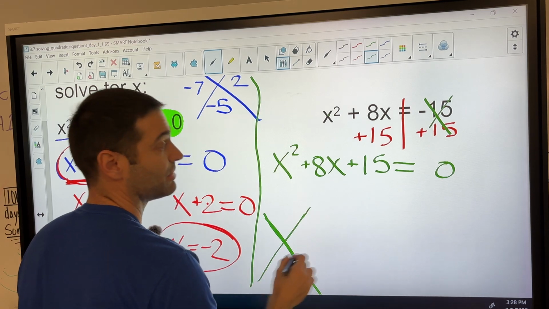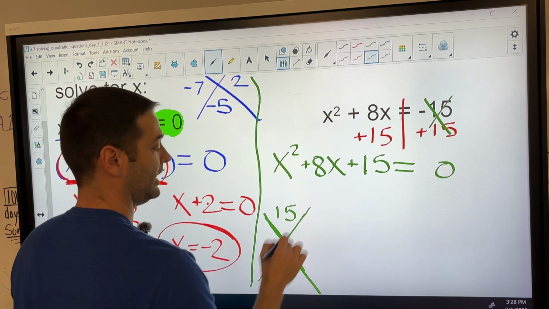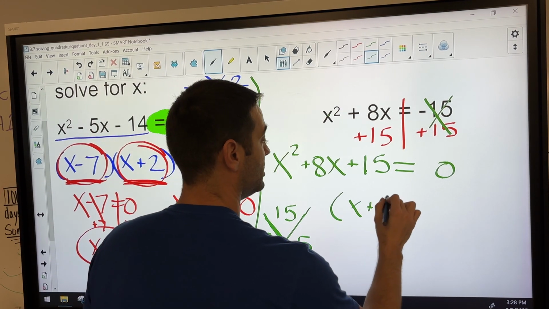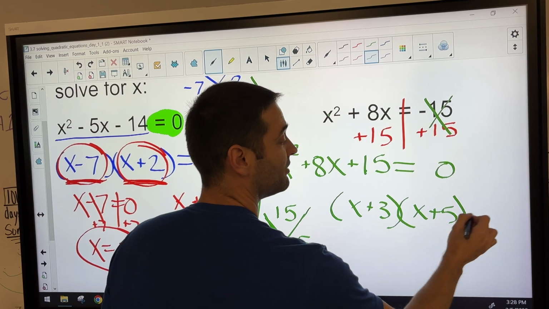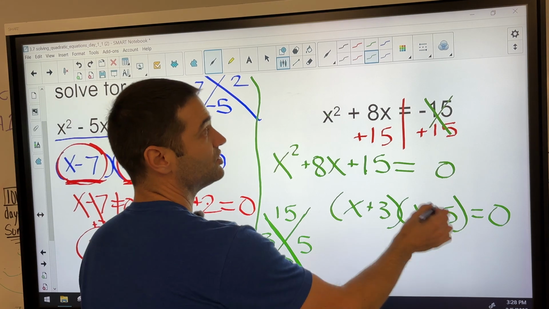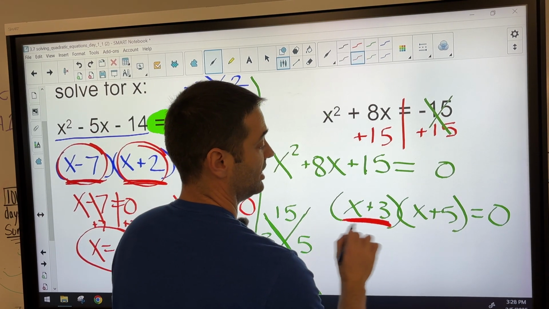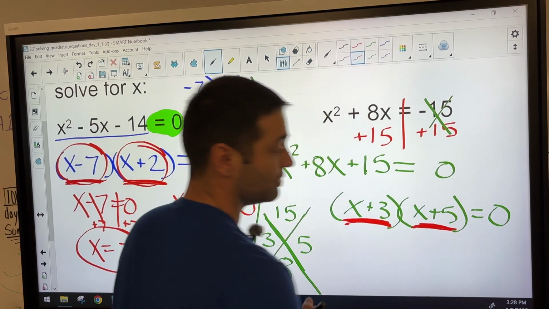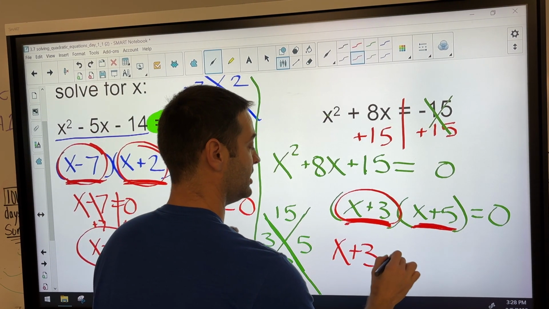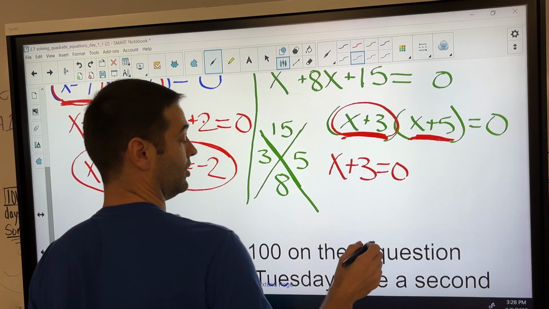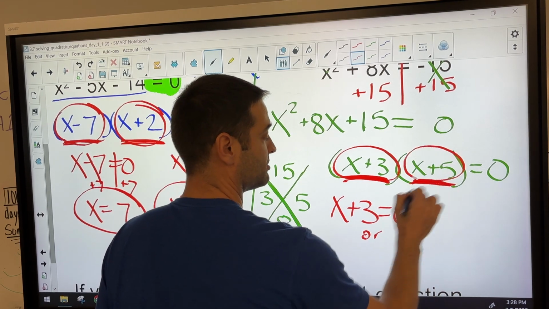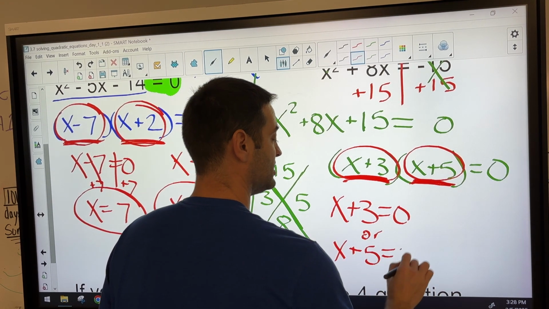The factoring method, x box, 15 up top, 8 down bottom, 3 and 5. So x plus 3 times x plus 5 equals 0. Zero product property says that if these two things multiply to equal 0, if this binomial times this binomial multiply to be 0, then either this, x plus 3, must be 0, or this, x plus 5, has to be 0.